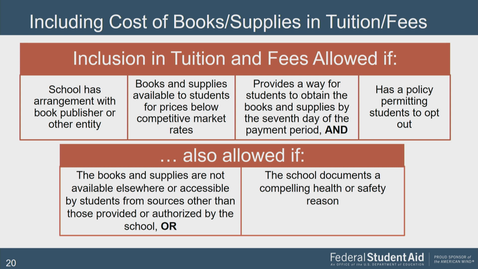You can demonstrate a compelling health or safety reason. So these are cases where the students have to have a specific kind of material in order to perform some dangerous activity that's part of your program, or the books and supplies are not available anywhere else. And this comes up most often when you have a professor that's requiring students to obtain a book or supply that they've written that is only available through the school. And a lot of times this also includes electronic materials where you're just charging tuition and the tuition includes access to electronic materials that are required for the program.